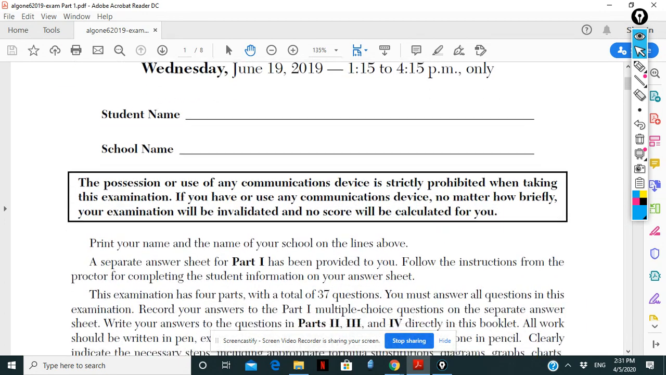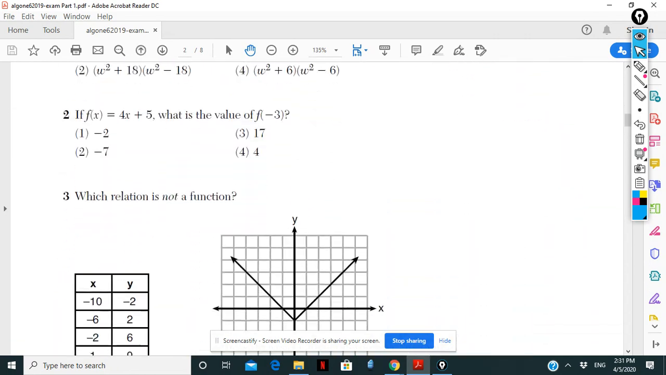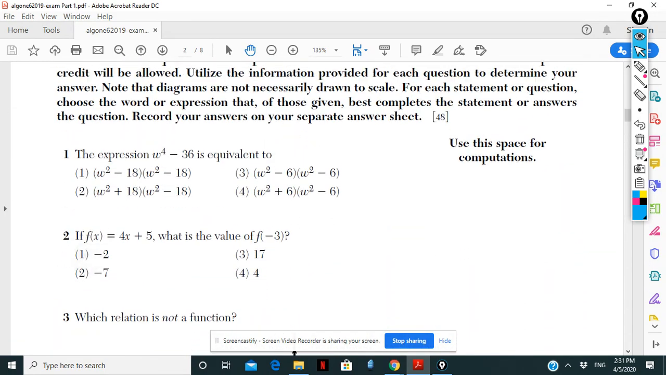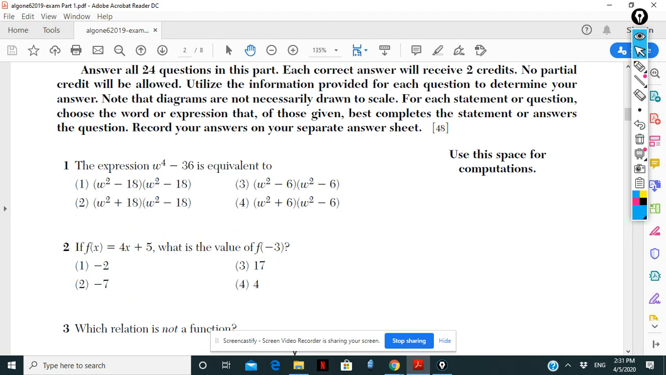We're going to start with a multiple choice question. The first question: the expression w to the power 4 minus 36 is equivalent to. First, this expression is a difference between two squares. How do I know? 36 is a square of 6, and w to the power 4 is a square of w squared, and I have a subtraction.